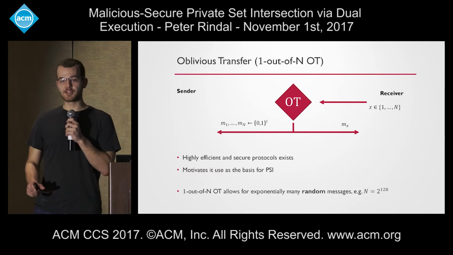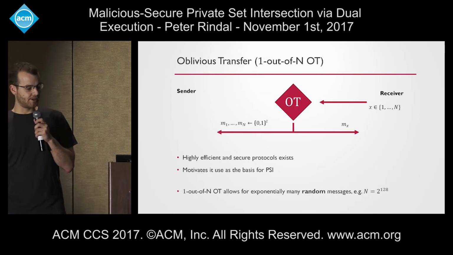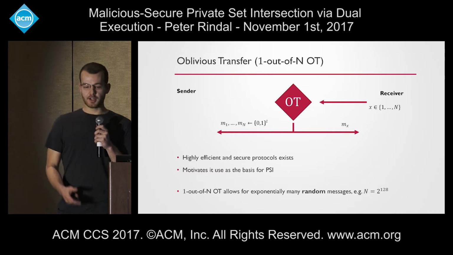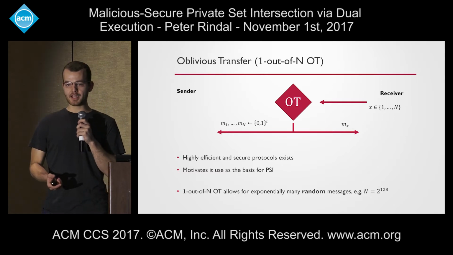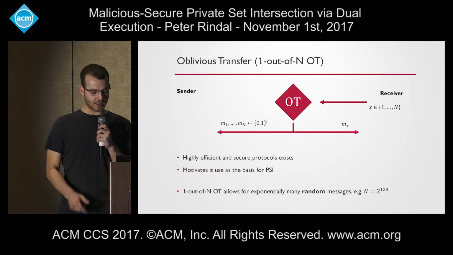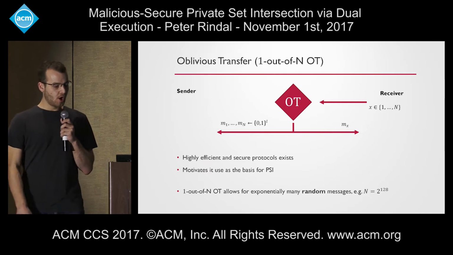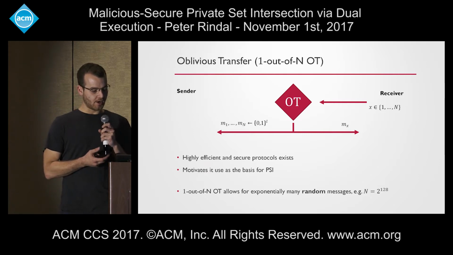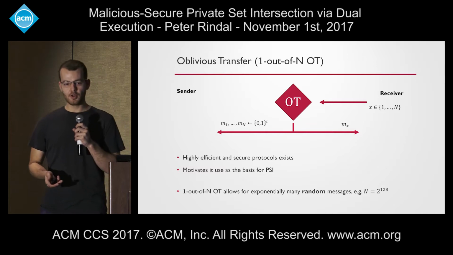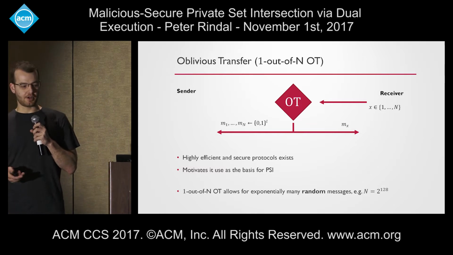However, in this talk, I'll be using a slight variant of oblivious transfer known as 1-out-of-n OT. Here again, the receiver has an input x, but now it's an index between 1 and n, and they learn the corresponding message, while the sender learns all the messages m1 through mn, where they're just randomly chosen by the functionality.